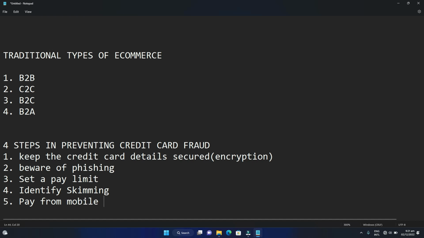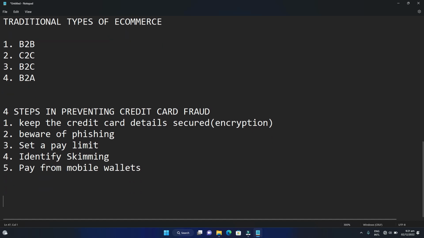I said we should state 4, but I stated 5, just in case. Now the next thing is describe advantages.